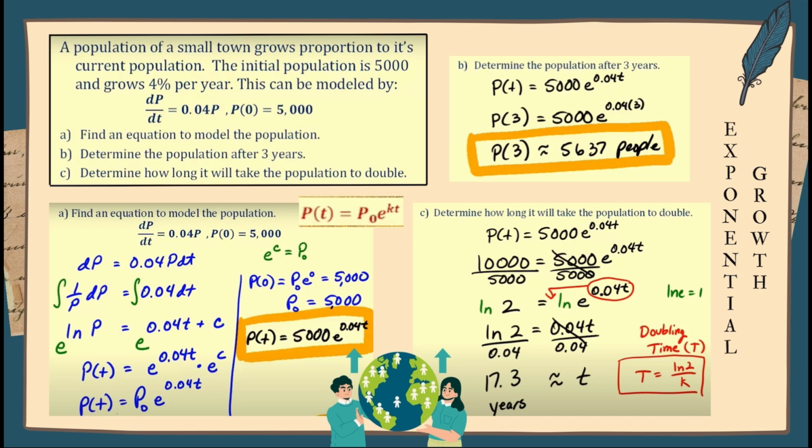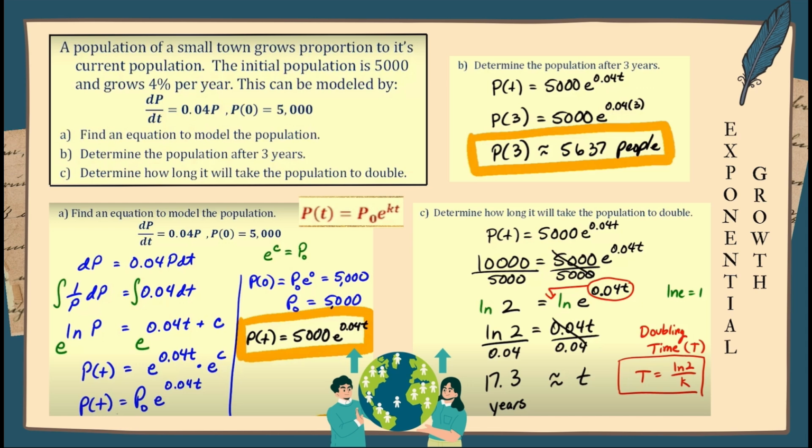First, we shift the dt to the right side and we do the separation of variables. Then we get P(t) equal to 5000 e^(0.04t). For b, determine the population after 3 years. So t is equal to 3 and we get approximately 5,637 people.